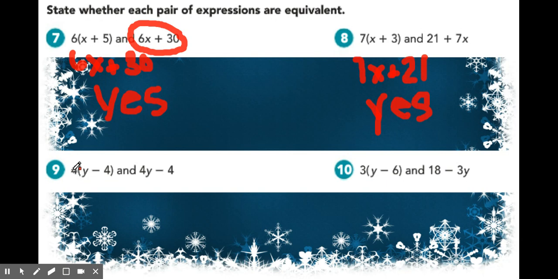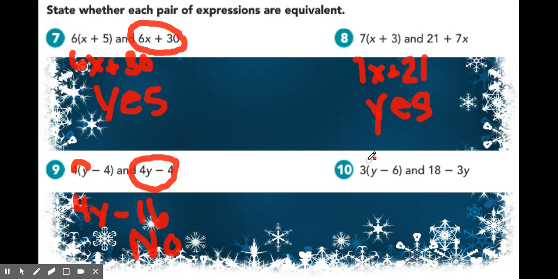All right, so I take a look at number 9. 4 times y is 4y, minus 4 times 4 is 16. Does this expression look like this one? They do not. So these expressions are not equivalent.